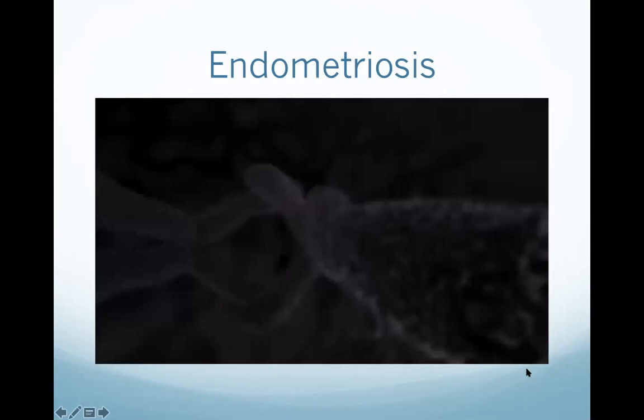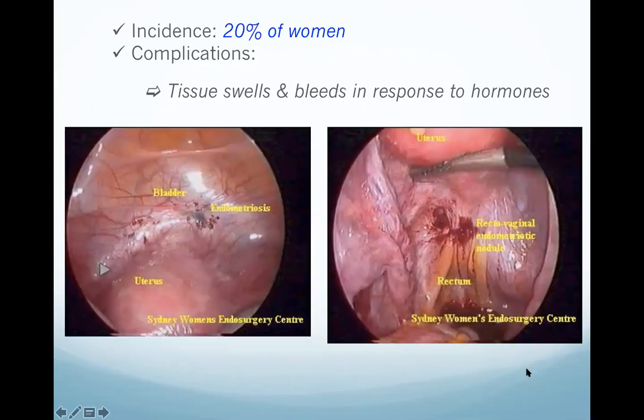Okay, so the incidence of endometriosis is actually quite common. About 20% of women have some degree of endometriosis. And you can see here, they have a surgical instrument going in with a blade, and so that'll be taking off some of this endometrial tissue.